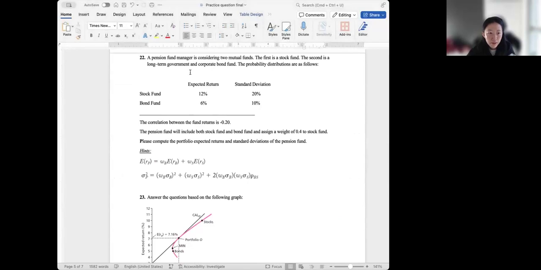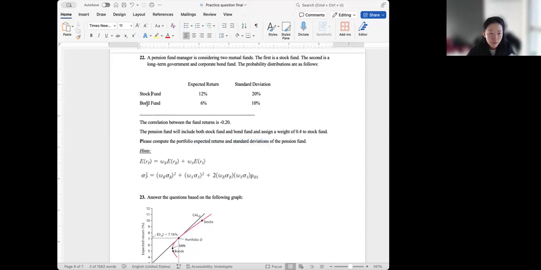Okay, so next one, the pension fund manager is considering two mutual funds. One is a stock fund, another one is a bond fund. Probability distributions are as follows. Expected return, standard deviation. The correlation between the two funds is negative 0.2. The pension fund will include both stock funds and bond funds and assign a weight of 0.4 to stock funds. Please complete the portfolio expected return and standard deviation of the pension fund.